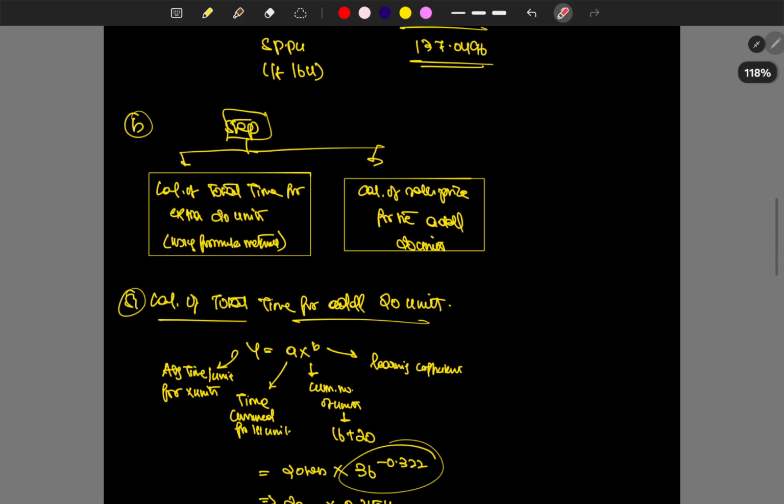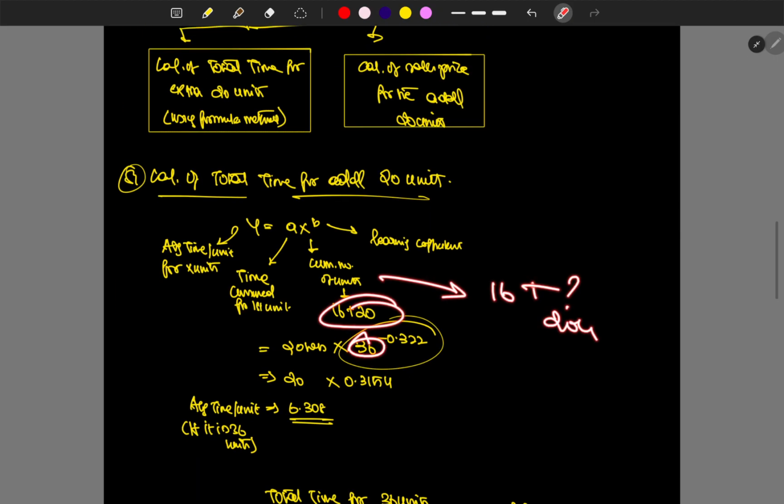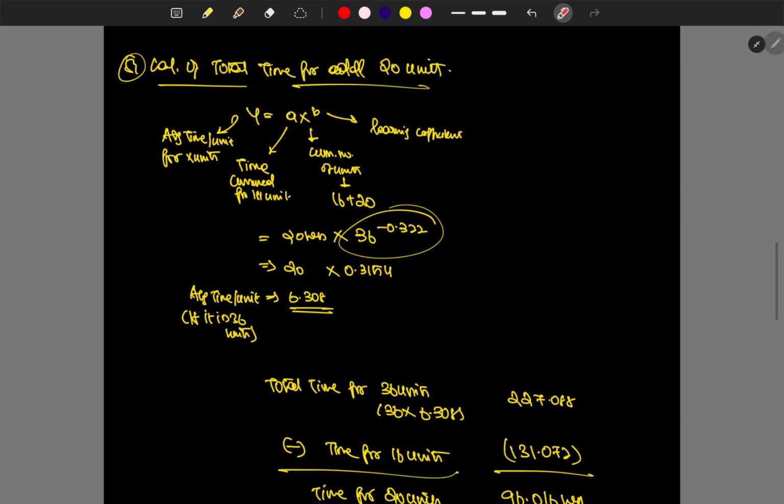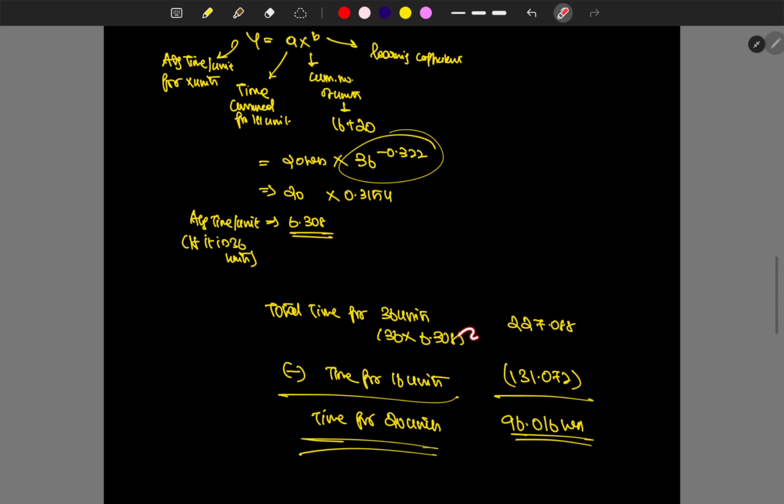If we convert this into a per unit value, it is 137.0496. Then we did the same with the formula method, y is equal to ax power b. b is the learning coefficient, x is the cumulative number of units, so 16 plus 20 is 36, and the time consumed for the first unit is 20 hours. The average time per unit for any number of units can be found with this. The value for the logarithm is given in the question, 0.3154, and the average time per unit for 36 units is 6.308.